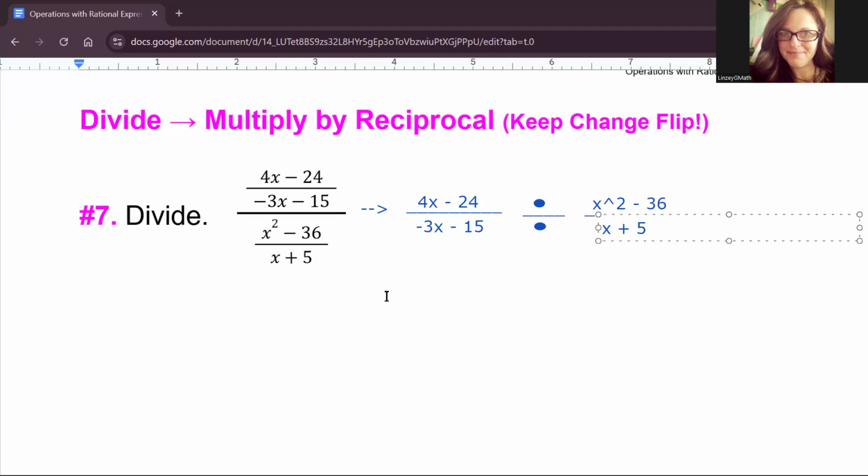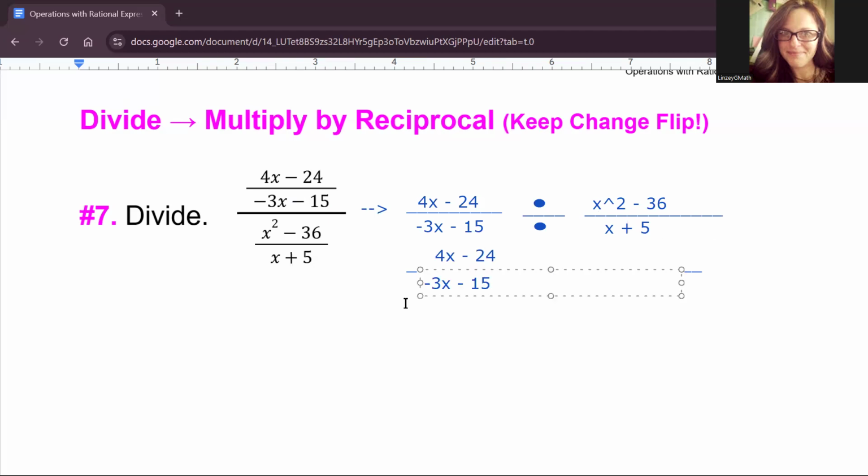Now we can keep, change, flip. So we'll keep the first fraction, change the division to multiplication, and flip the second fraction. And change to multiplication, and then flip. We'll multiply by the reciprocal. And then we'll factor.